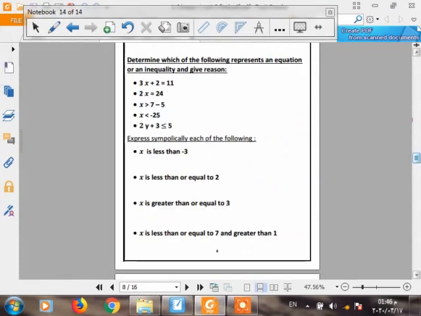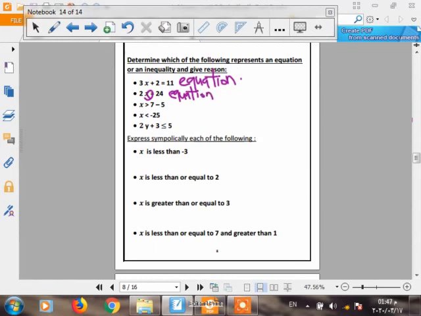Determine which of the following represents an equation or an inequality. First example, 3x plus 2 equals 11. Equation or inequality? Equation has an equal sign between two expressions, but an inequality has an inequality sign, meaning greater or smaller between two expressions. Here I have an equal sign, so it's an equation. Next one, 2x equals 24. I have an equal sign between two expressions, so it's also an equation.